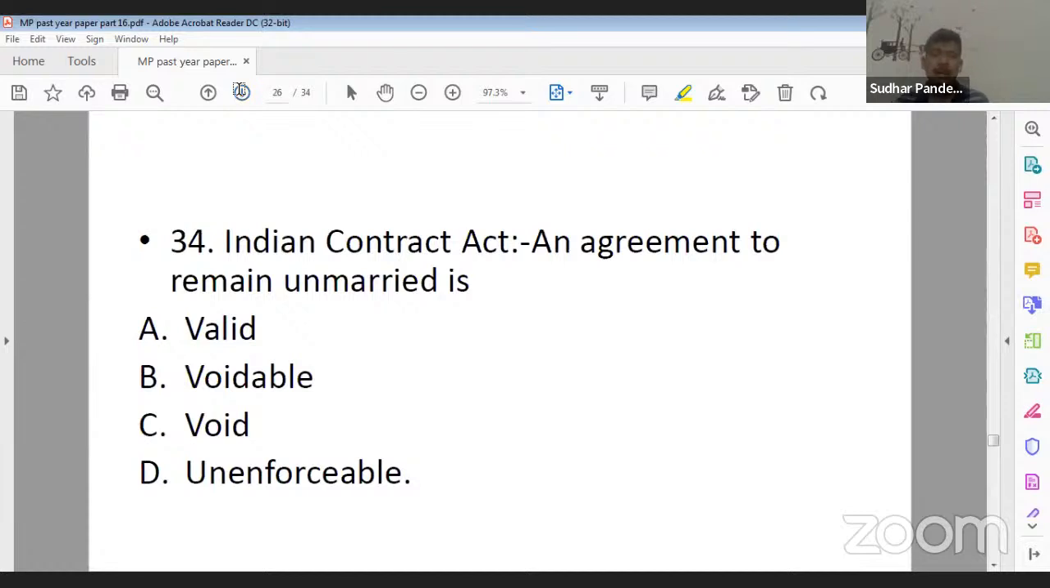34. An agreement to remain unmarried is. Option A, valid. Option B, voidable. Option C, void. And option D, unenforceable. 32. Its correct answer is C, that is void. So an agreement to remain unmarried is void in nature.